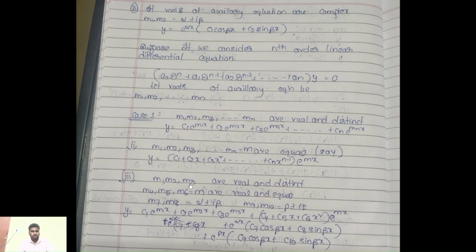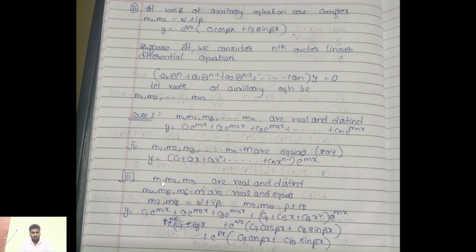Next, m1, m2, m3 are real and distinct. m4, m5, m6 are three roots which are real and equal. m7, m8 are alpha plus or minus i beta. m9, m10 are p plus or minus i q. So the first three roots are real and distinct, and I will follow the same procedure.